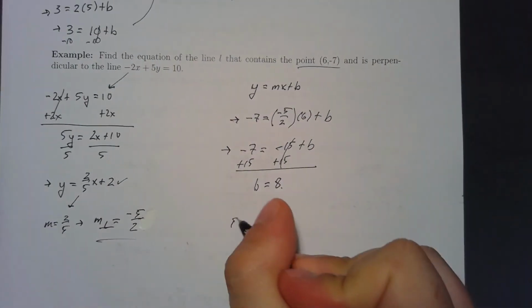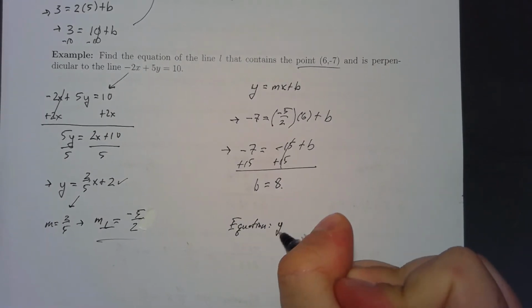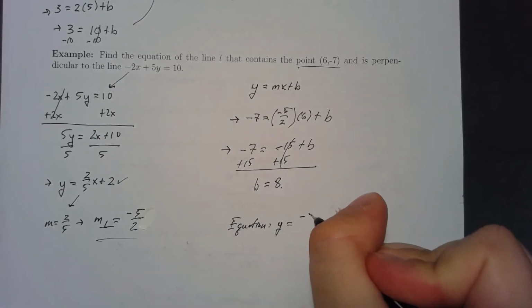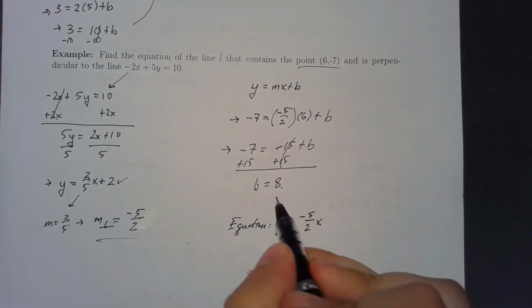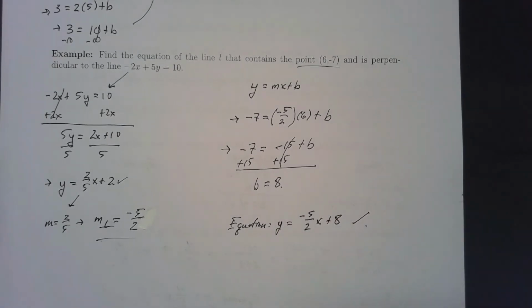So the equation y equals negative 5/2 x plus 8 is my equation. Again, pretty straightforward. It's really not that bad.